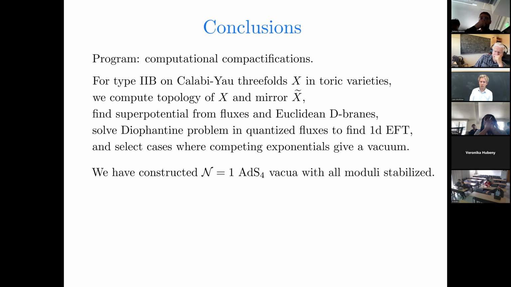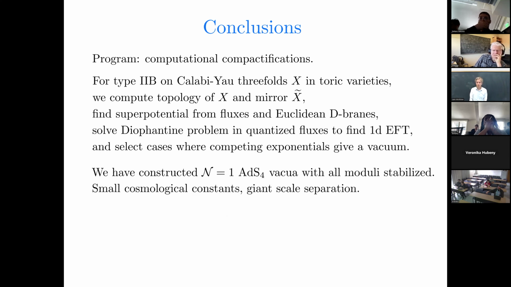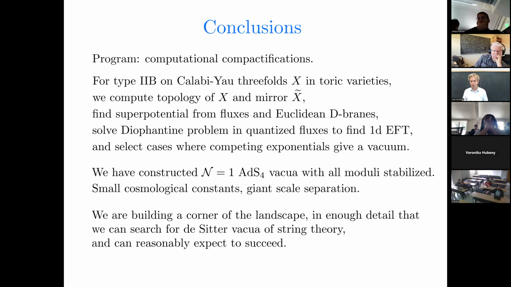In this way, we've constructed N=1 supersymmetric AdS4 vacua with all moduli explicitly stabilized. And these solutions feature exponentially small cosmological constants and giant scale separation. And in this way, we're building a corner of the landscape in enough detail that we can not only try to search for de Sitter vacua of string theory, but we can reasonably expect that we'll eventually succeed.